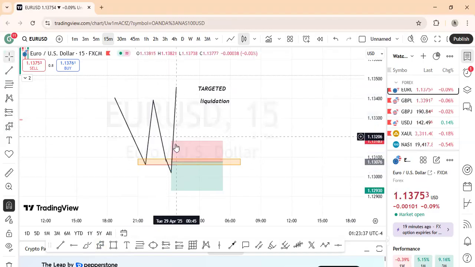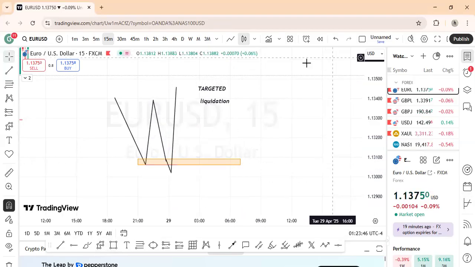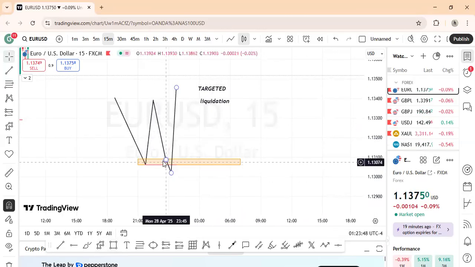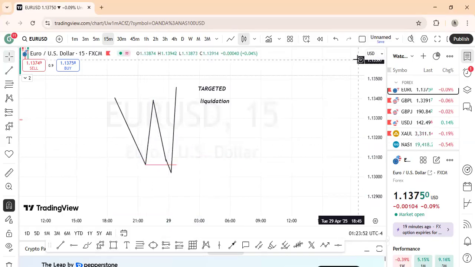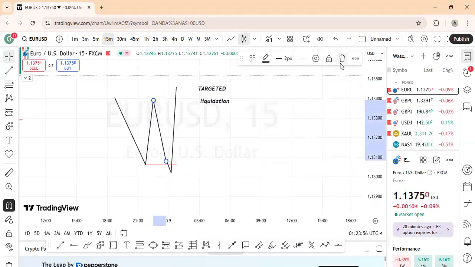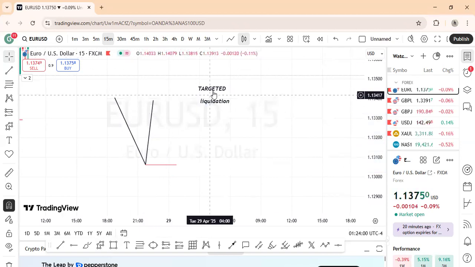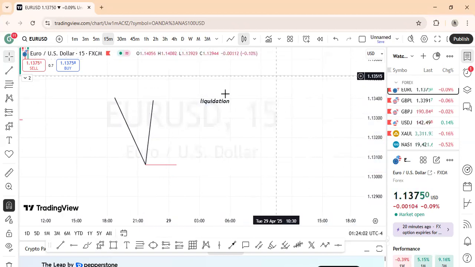So you can see that these areas are areas in which both buyers and sellers are liquidated, right? It doesn't matter what direction you are, as long as you're trading with this old low, this liquidity region in mind, you're going to get liquidated, right? So that's what we refer to as liquidity, liquidation targeted areas. That's it basically. So now we have understood liquidity.